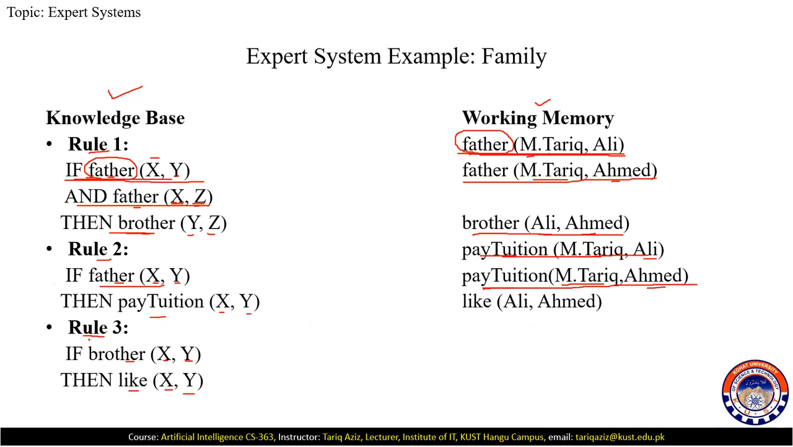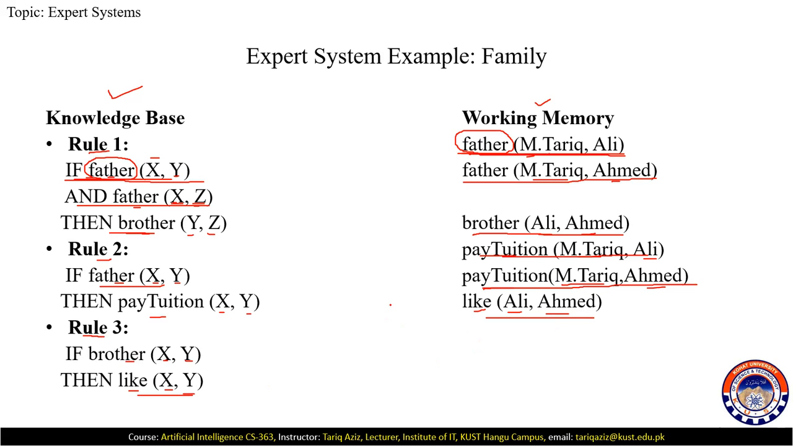Now, dear students, the next rule says that if X is the brother of Y, X likes Y. In working memory, we have this fact that Ali is the brother of Ahmad. So Ali likes Ahmad. Again, the inference engine finds the match, and correspondingly it will add this fact to the working memory. So this is the basic working phenomenon of the inference engine.